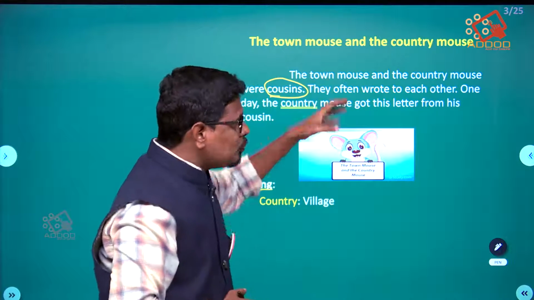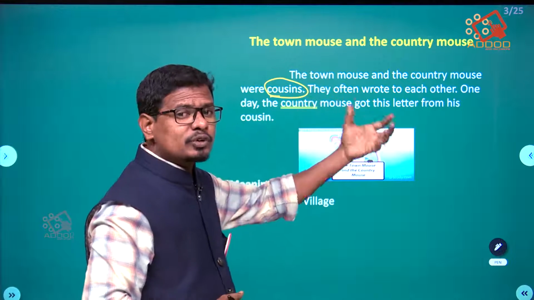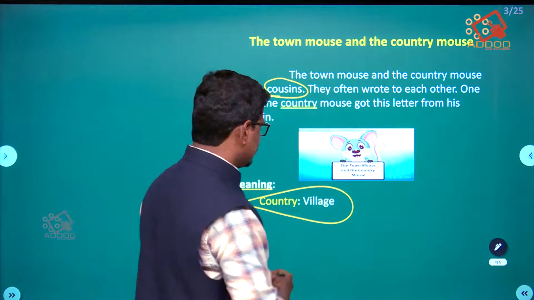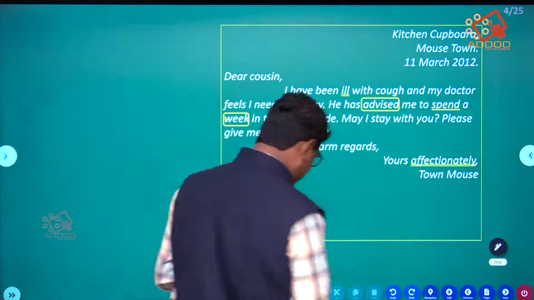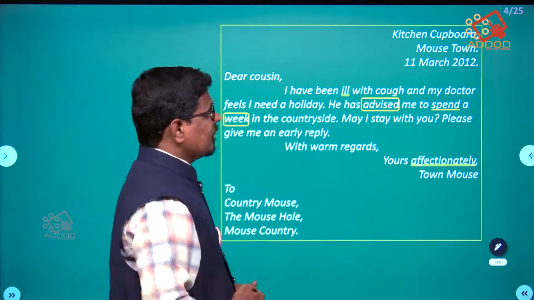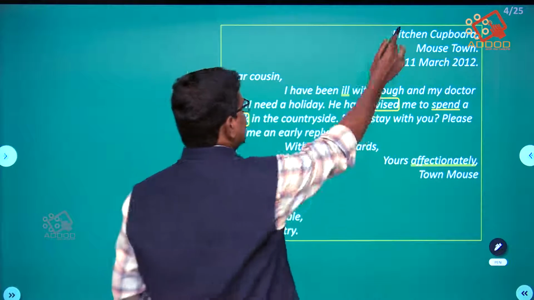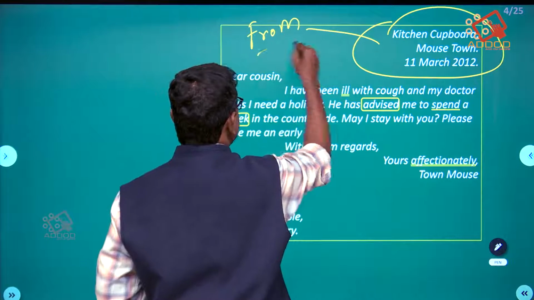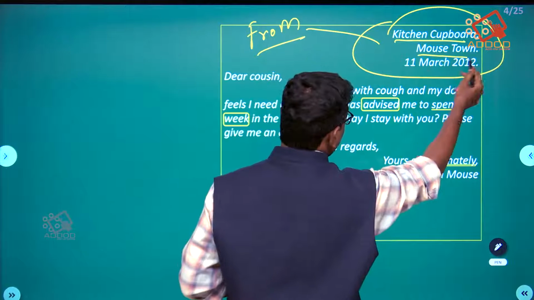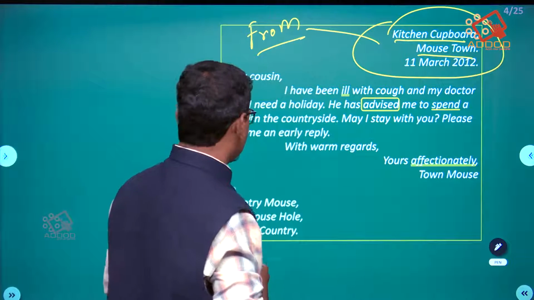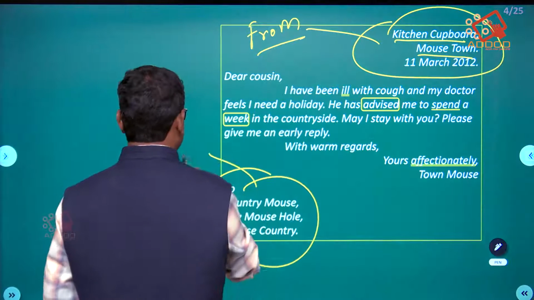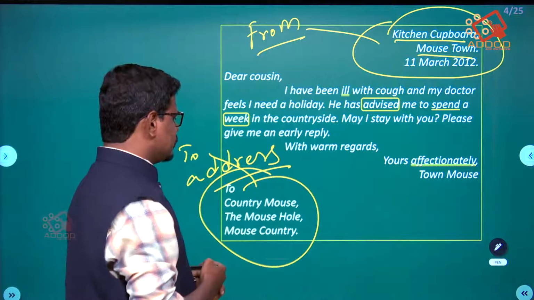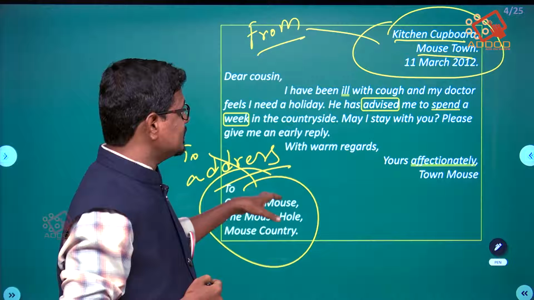One day the town mouse has written a letter to the country mouse. So what did it write? Before we get on, country means the village. Here there is a letter. This is the from address, the address of the person who writes. Kitchen cupboard, town mouse, 11th March 2012. And this is the to address, the address to which this letter is written.